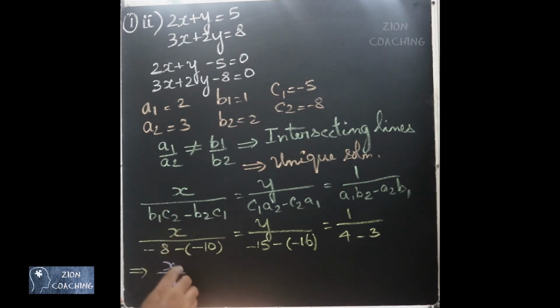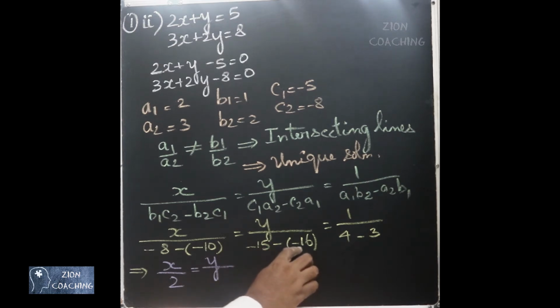So that implies we have x by minus 8 minus of minus 10 will be plus 10. So we will have x by minus 8 plus 10, which is nothing but 2, equal to y by minus 15 plus 16, because minus into minus will become plus. We will have minus 15 plus 16, which is nothing but 1, equal to 1 by 1.